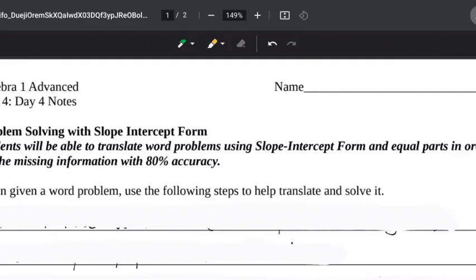Hey everyone, welcome back. We are on Unit 4, Day 4 notes, and today's focus will be problem solving with slope-intercept form and equal parts problems. So our goal is that students will be able to translate word problems using slope-intercept form and equal parts in order to solve for the missing information with 80% accuracy.